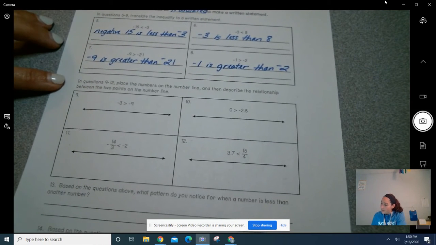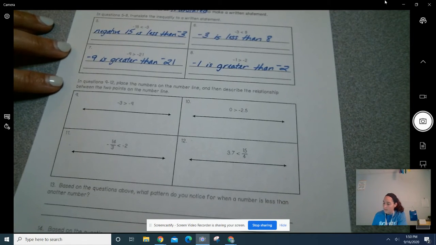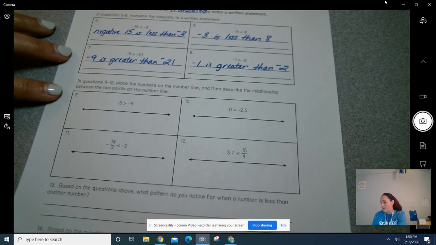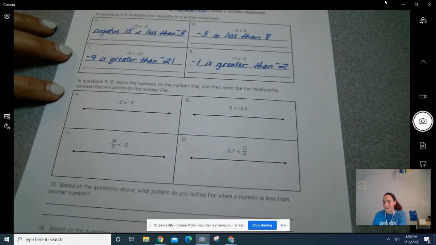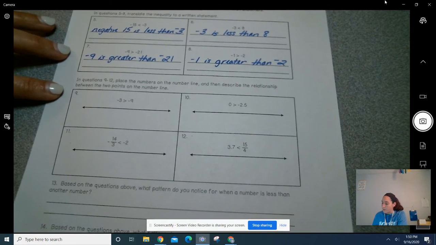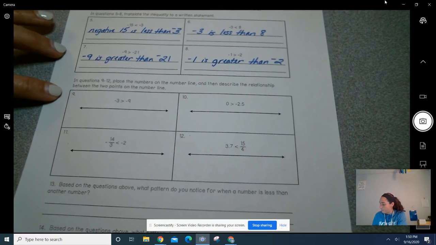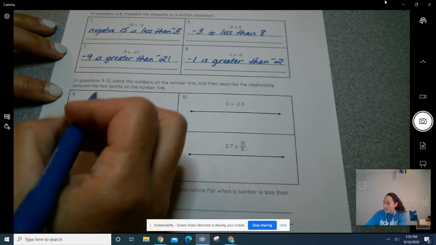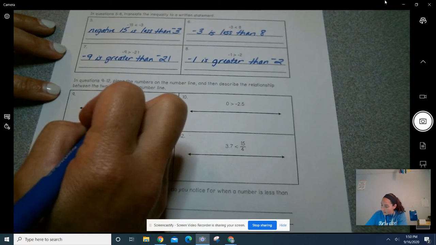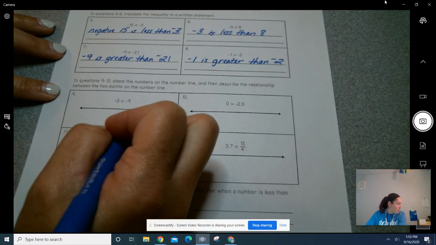On questions 9 through 12, place the numbers on the number line and then describe the relationship between the 2 points on the number line. So in these problems for the Edpuzzle, you won't be able to actually place them on the number line, but you will be able to describe the position or the relationship. In this case, I'm going to go ahead and make my number line here.